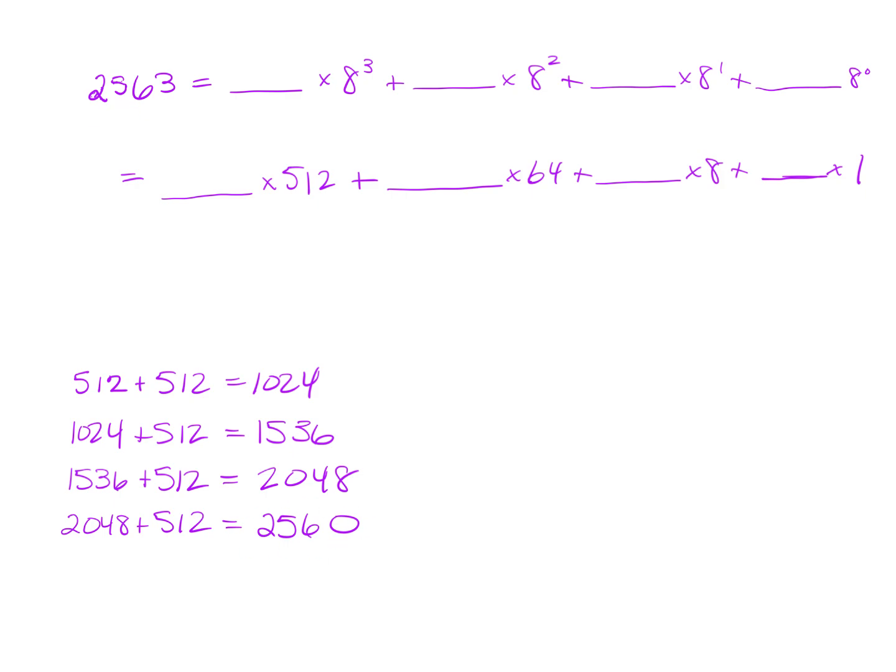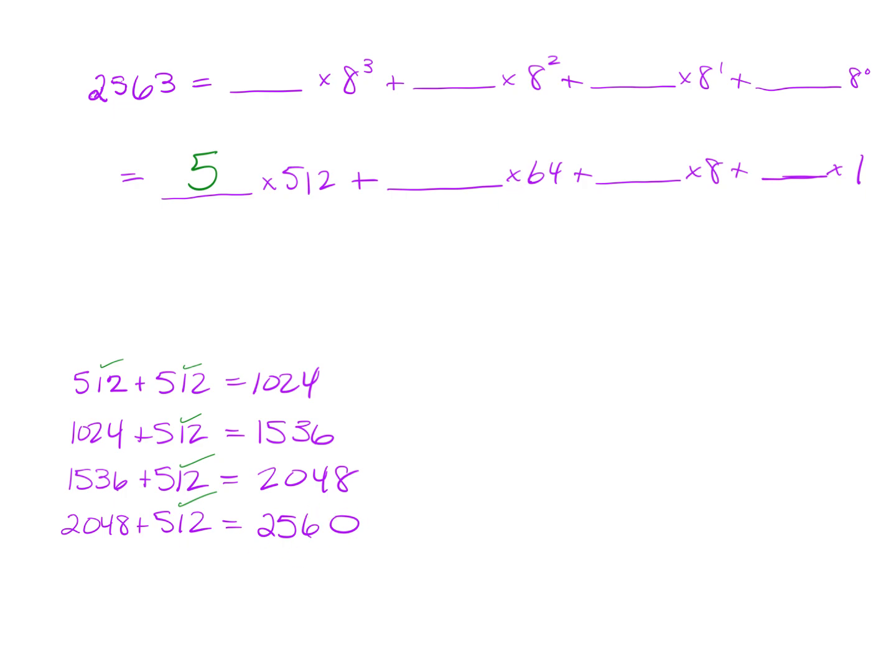It's only 3 away, so if I add another 512, I'm going to go over. So this is all the 512s you can fit into 2,560. That is 1, 2, 3, 4, 5 512s. Okay, so I put a 5 here. 5 512s fit into 2,560. Okay, now I'm at 2,560.